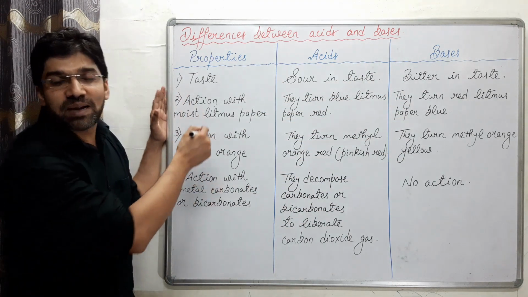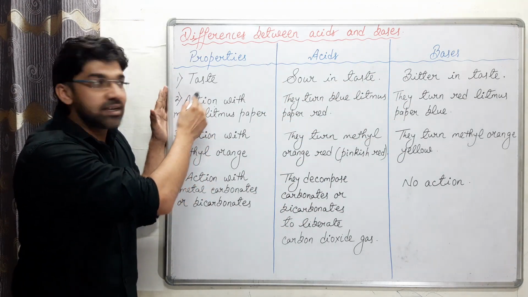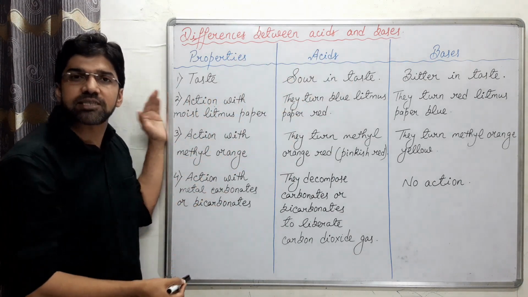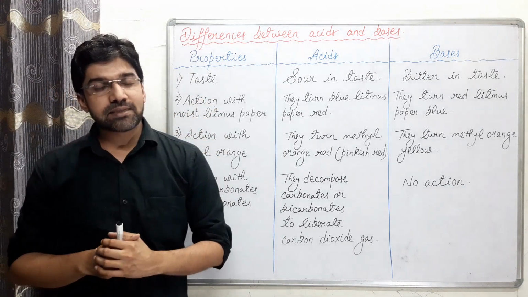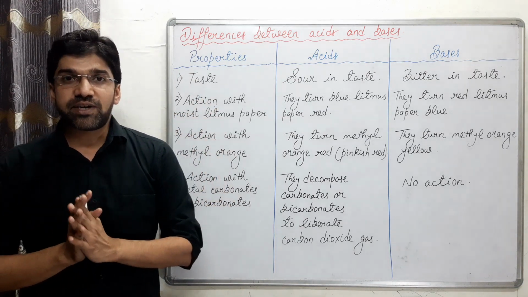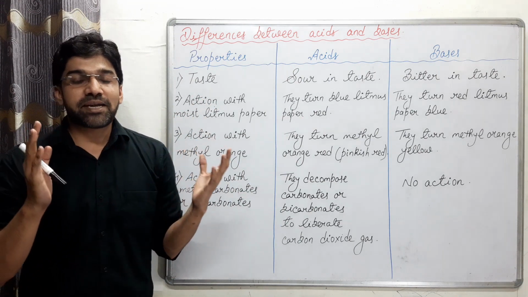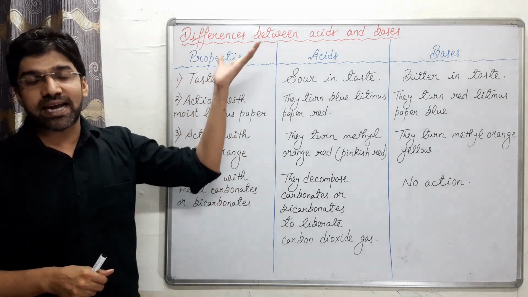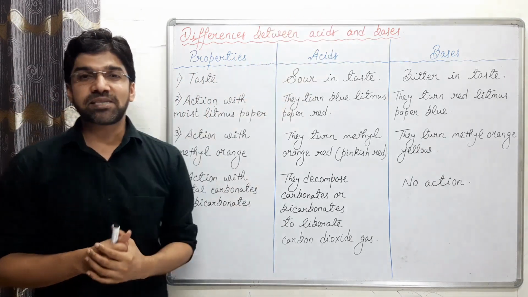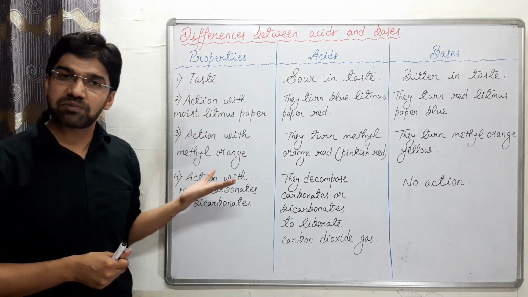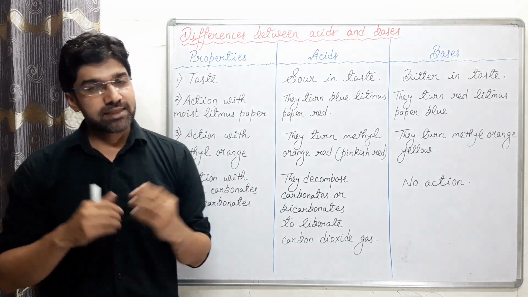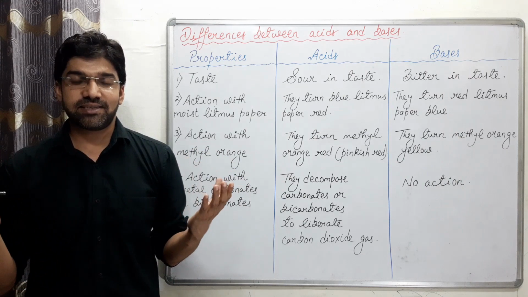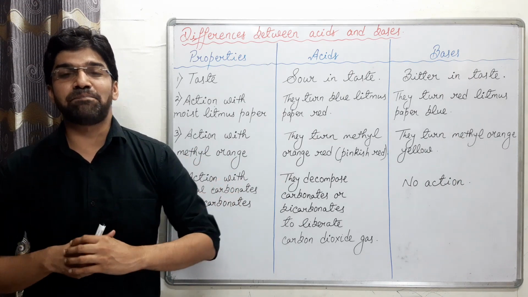So that's all about the differences between acids and bases based upon some of the properties. That's about this lecture, in which we discussed mainly chemical properties of bases and then differences between acids and bases based upon some of the properties. In the next lecture, we will discuss strength of acids and bases.